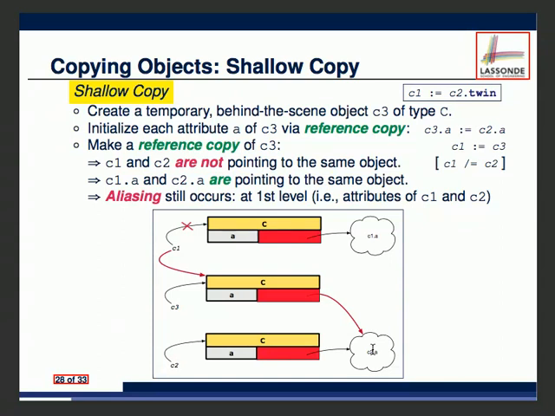So in some way, you can think about shallow copy as slightly more expensive than reference copy because you have the additional cost to create one new object there. However, it's not too expensive because for C1, for C2.A, you don't really have to duplicate the whole thing, right? Any question about this, the shallow copy?